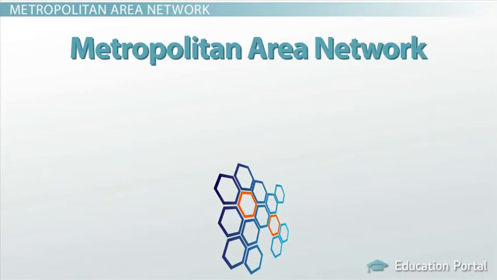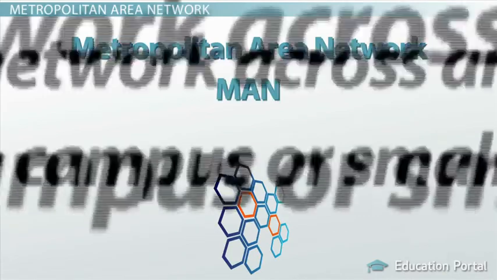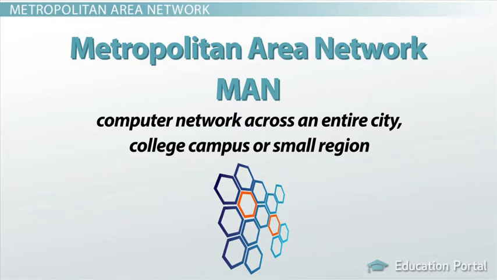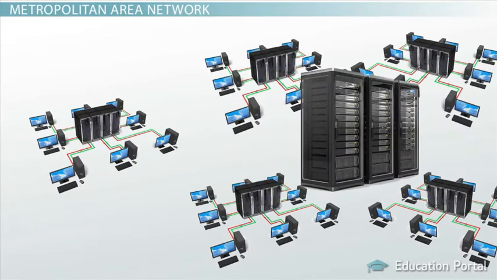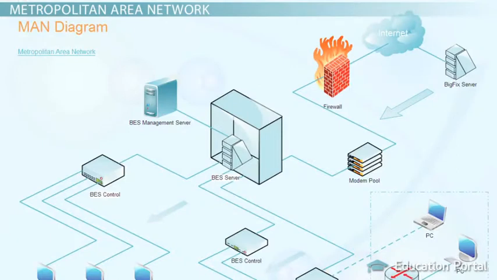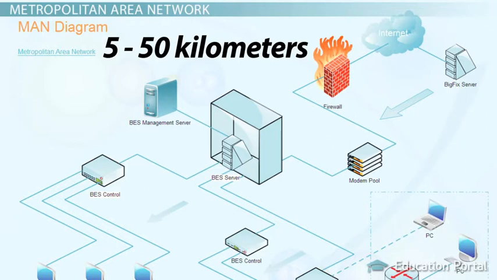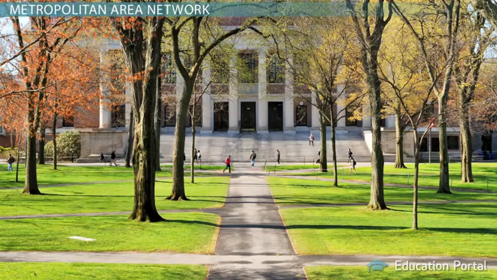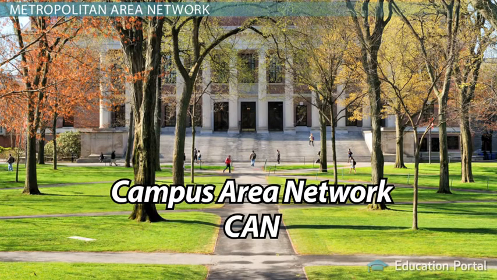A metropolitan area network, or MAN, consists of a computer network across an entire city, college campus, or small region. A MAN is larger than a LAN, which is typically limited to a single building or site. Depending on the configuration, this type of network can cover an area from 5 to around 50 kilometers across. A MAN is often used to connect several LANs together to form a bigger network. When this type of area network is specifically designed for a college campus, it is sometimes referred to as a campus area network, or CAN.